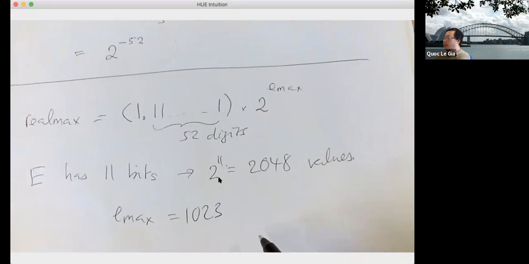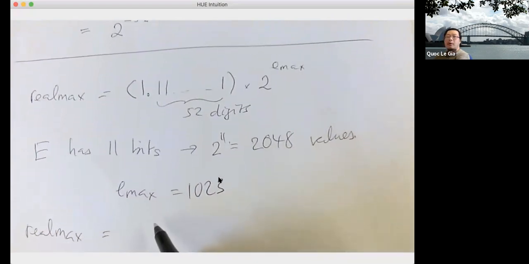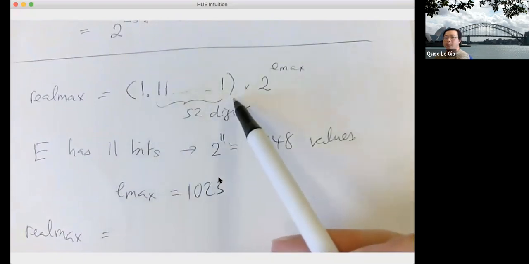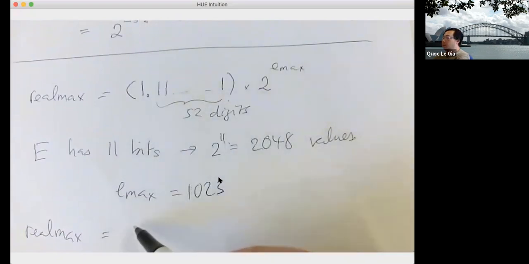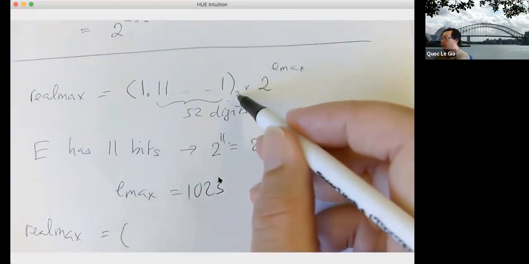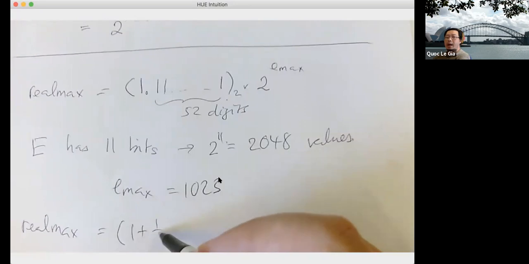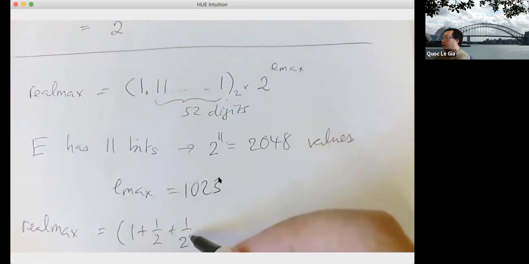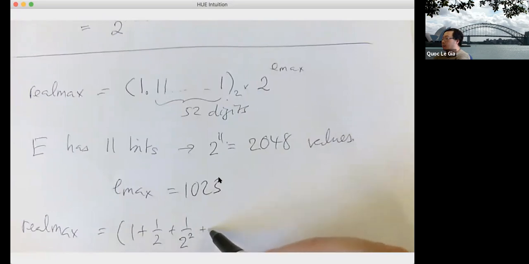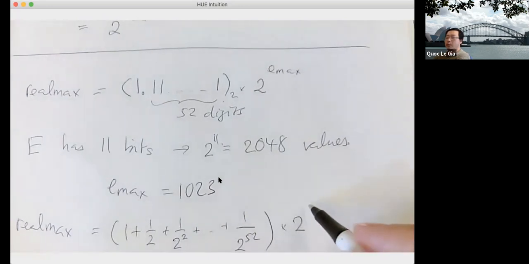You see that real max will equal 1.11111, so what does it mean? This is just the binary form. In terms of decimal, you have 1 plus 1/2 plus 1 over 2 squared, and so on, up to 1 over 2 to the 52, times 2 to the 1023.